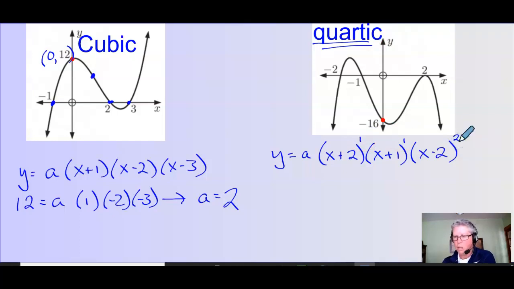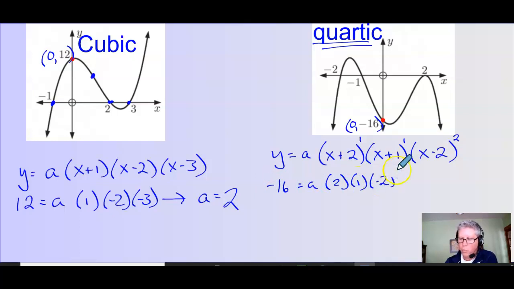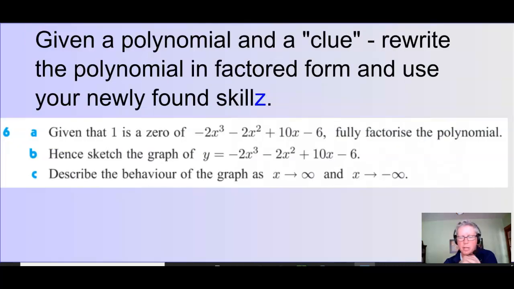That's it. Oh, we got to figure out what A is. So we're going to plug in the point 0, negative 16. So negative 16 equals A times 2 times 1 times negative 2 squared. Whoa! Don't forget the squared. So that's 4, 8. Divide by 8. We get negative 2 equals A. Not too tough. I think you can handle it. Come on, give yourself a little vote of confidence there.